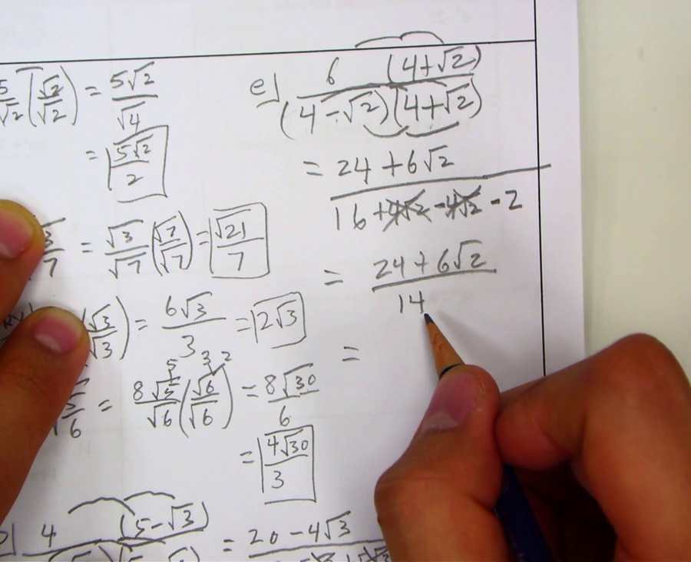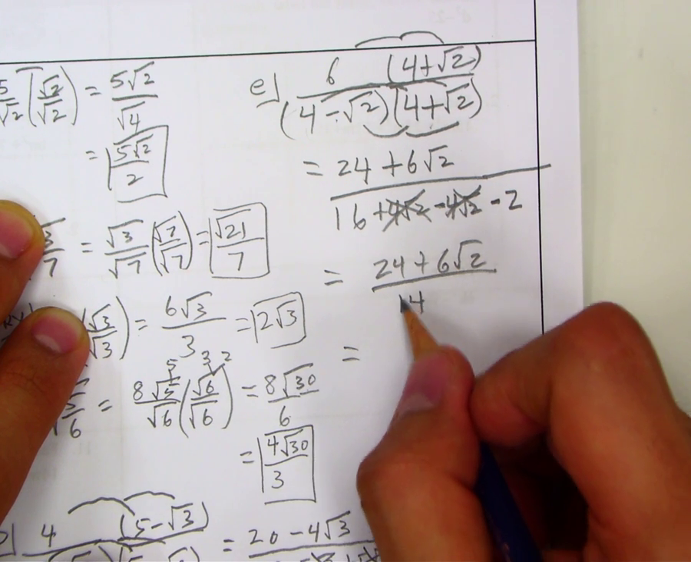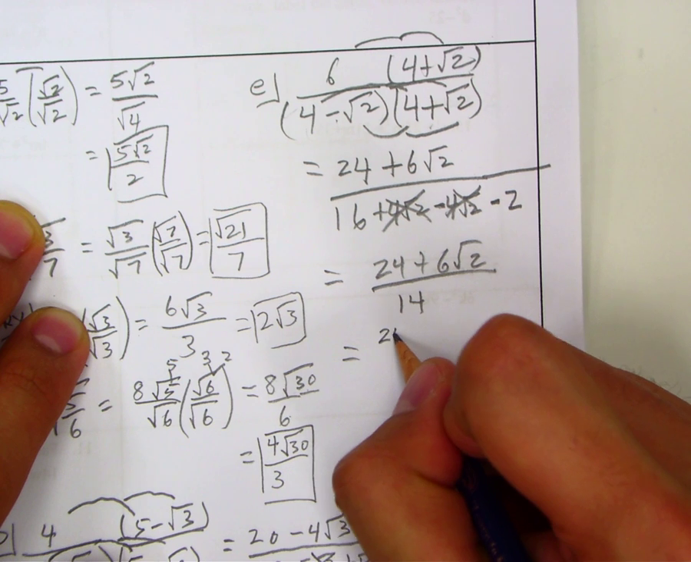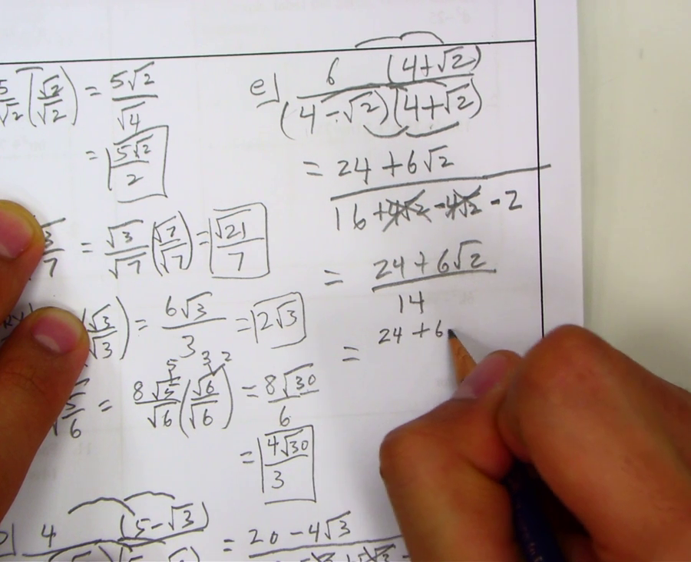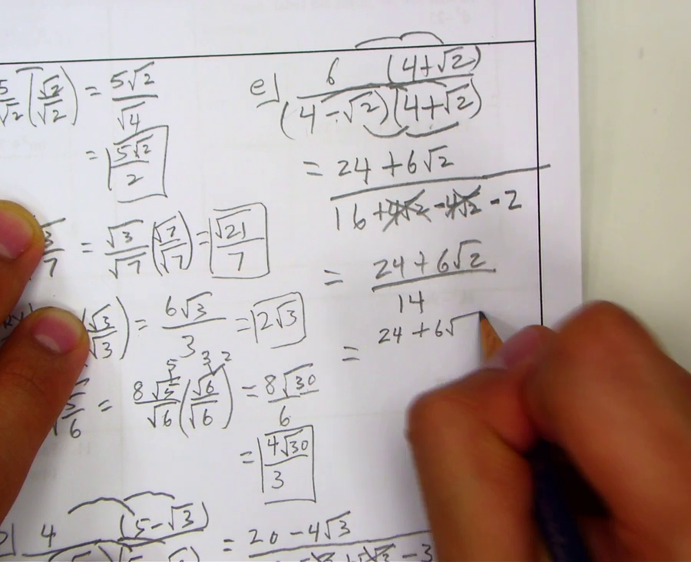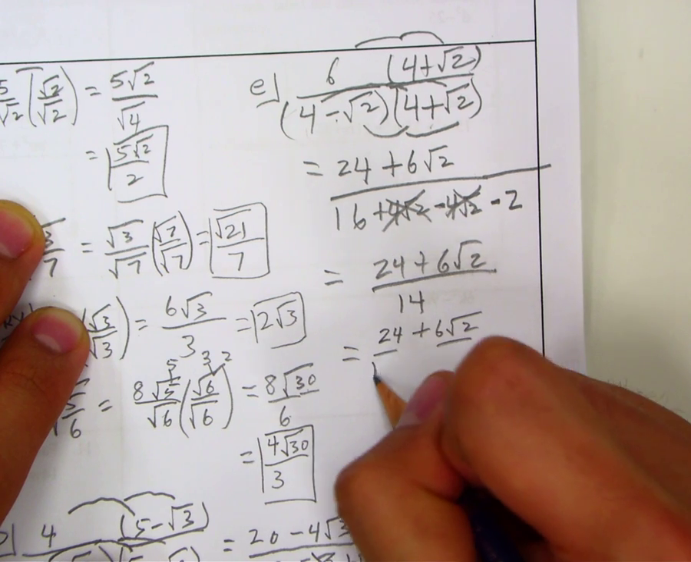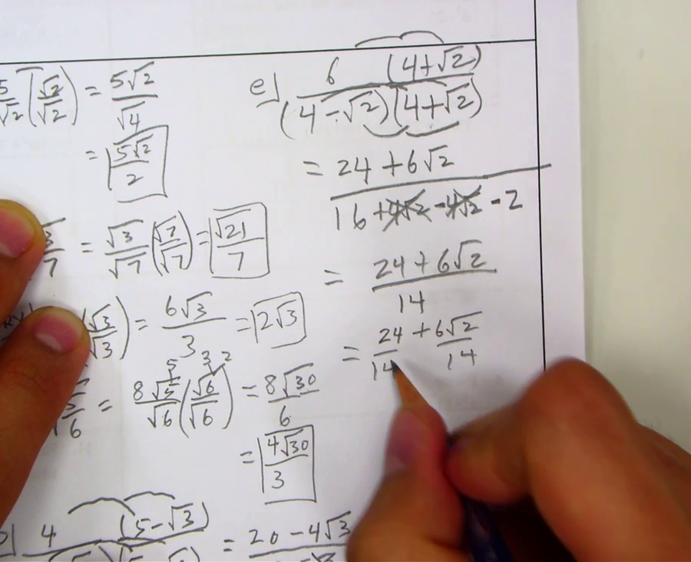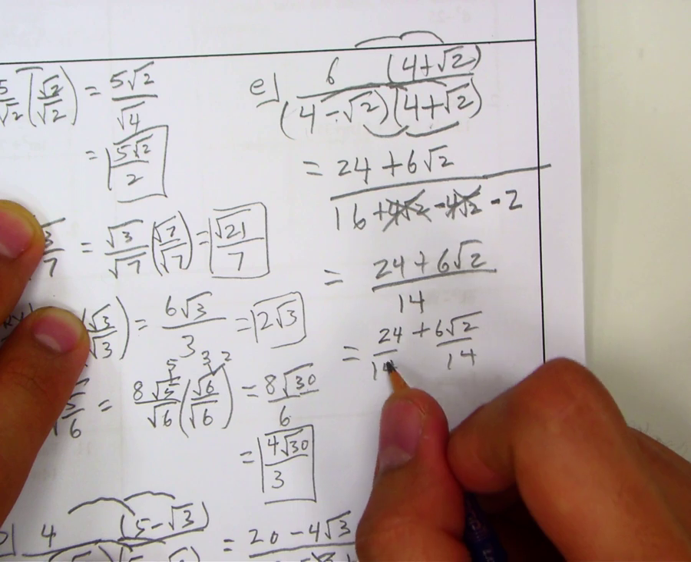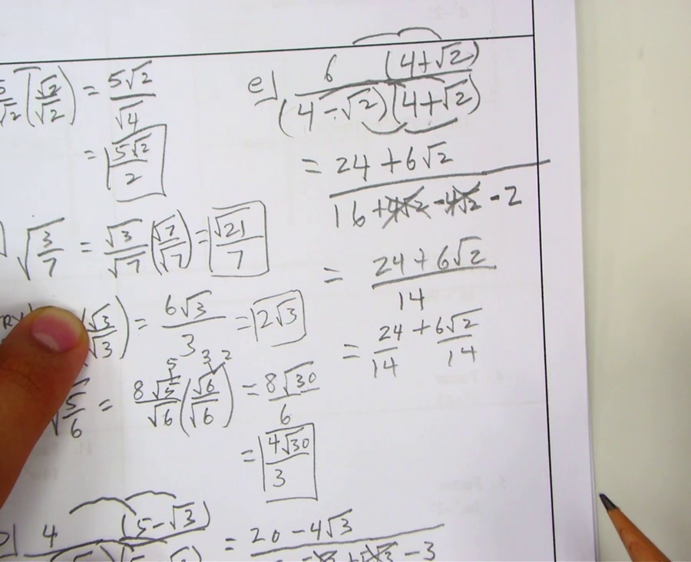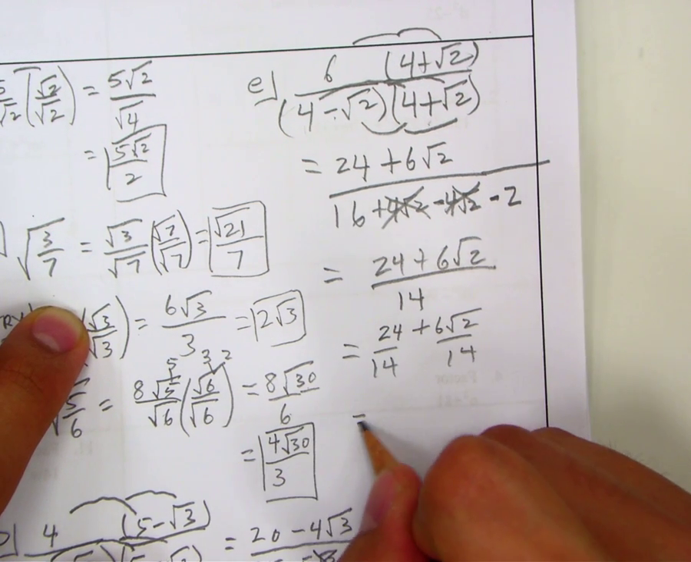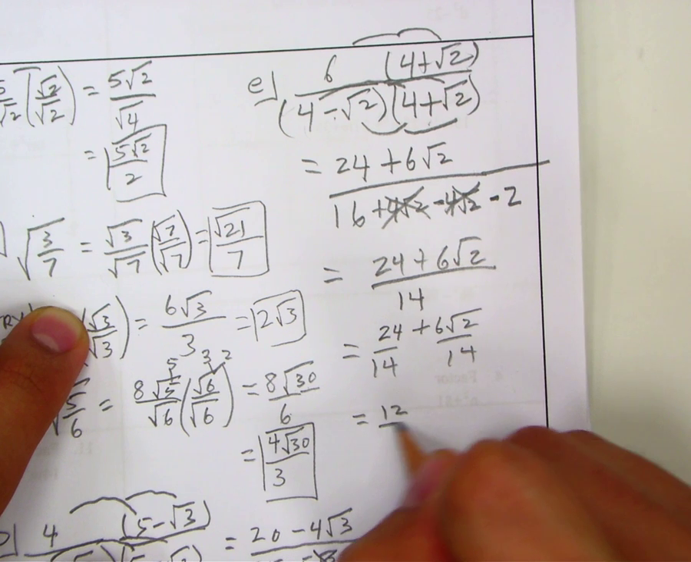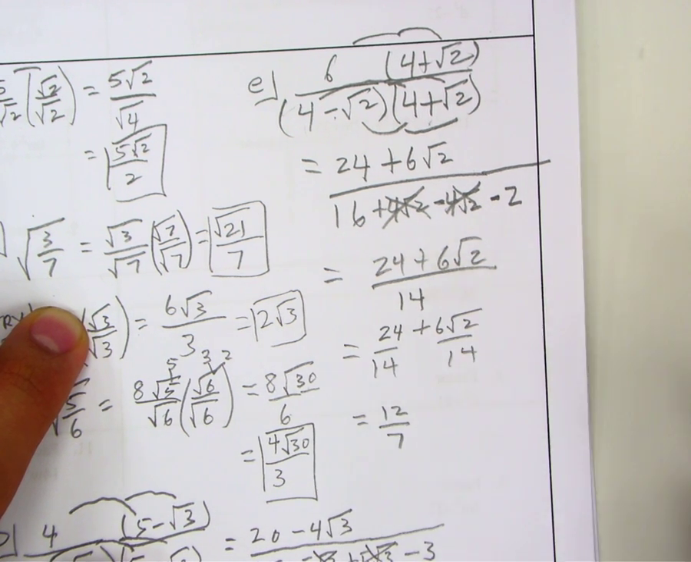Now, since this is all divided by 14, I can't just reduce the 24 and the 14. I have to split it up before I reduce. 24 plus 6 square root of 2, all divided by 14. Reduce. What goes into 24 and 14? 2. So 2 goes into 24 12 times. 2 goes into 14 7 times.